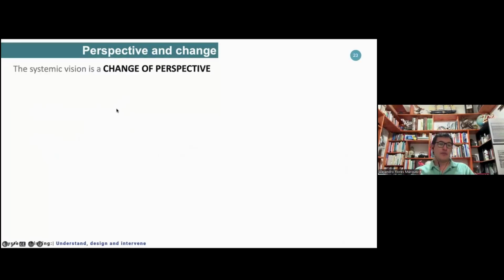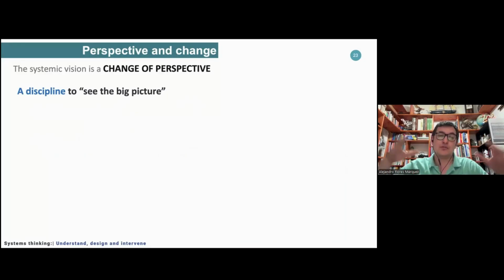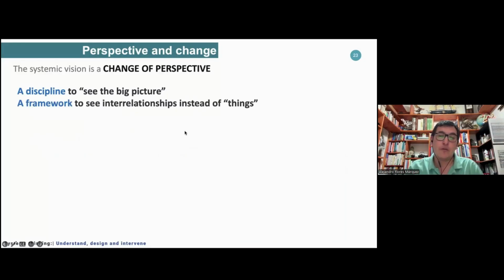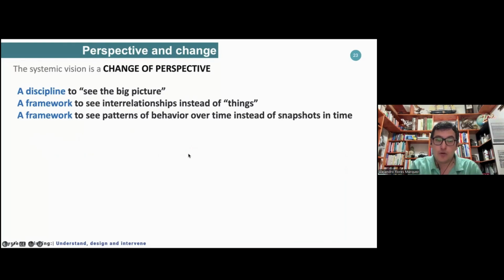So the systemic vision basically is the skill or the ability to change your perspective. It is a discipline to see the big picture. As we saw the interconnected networks, we need discipline to start seeing systems in a broader perspective. It is also a framework to start seeing the interrelations instead of things. You don't see things, you see the connection between the things. It's also a framework to see patterns of behavior over time instead of snapshots in time. We'll see about that a bit later.